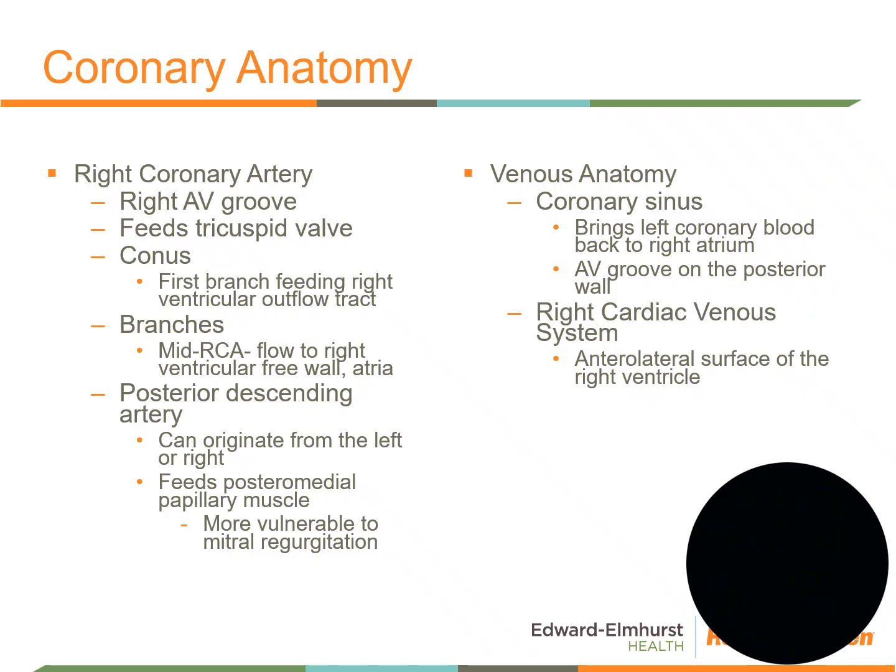Your venous anatomy is your coronary sinus. You'll hear a lot more about this vein in EP, but it brings blood from the coronaries back to the right atrium. It sits in the AV groove of the posterior wall. And then there is the right cardiac venous system, which has an anterior lateral surface of the right ventricle.